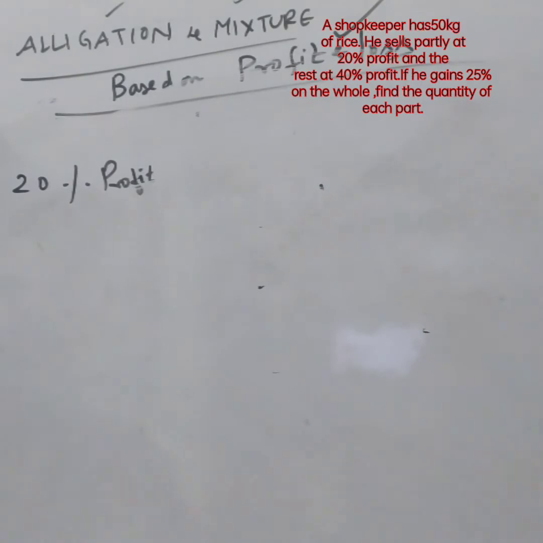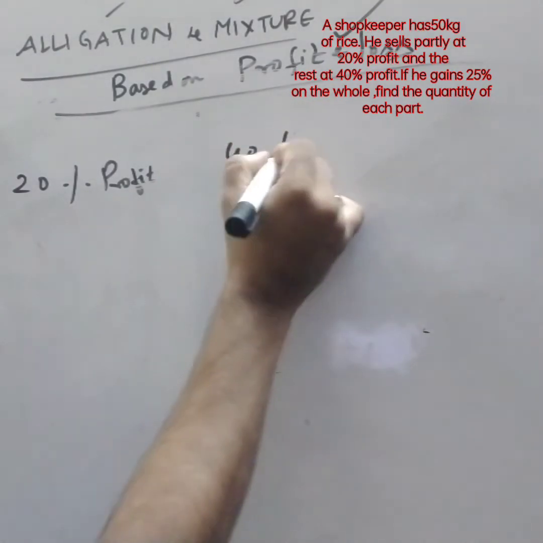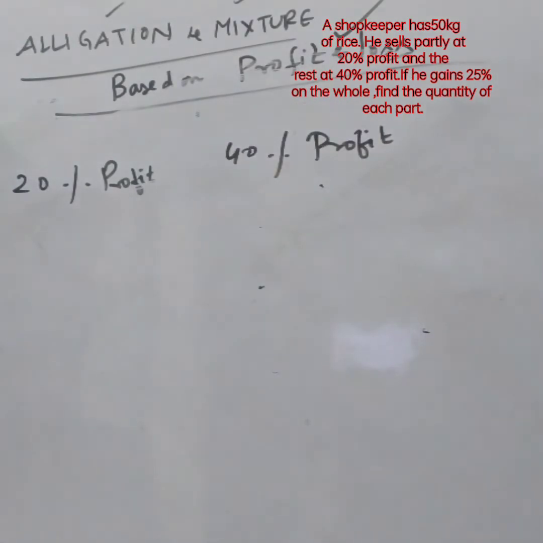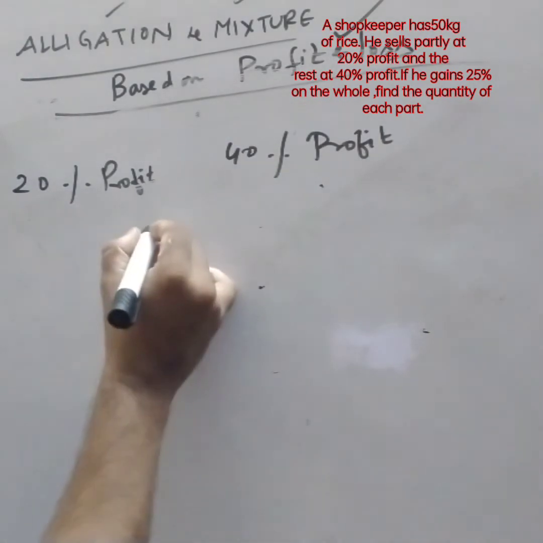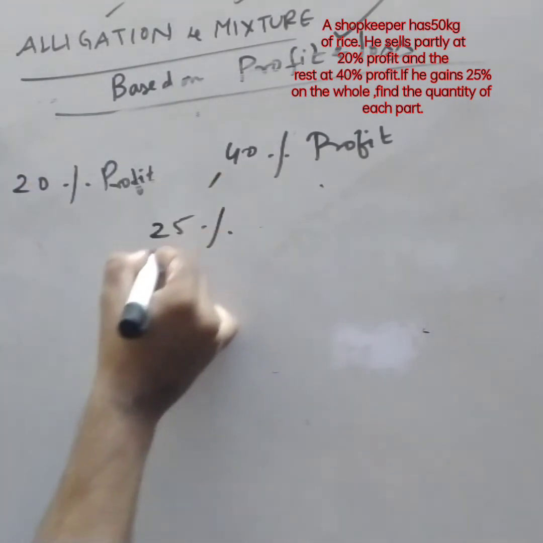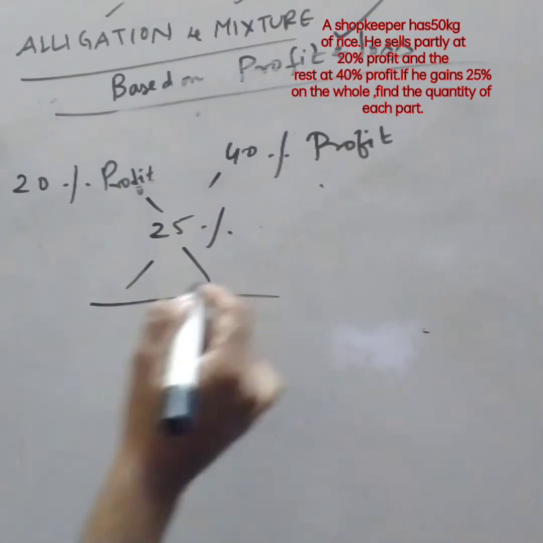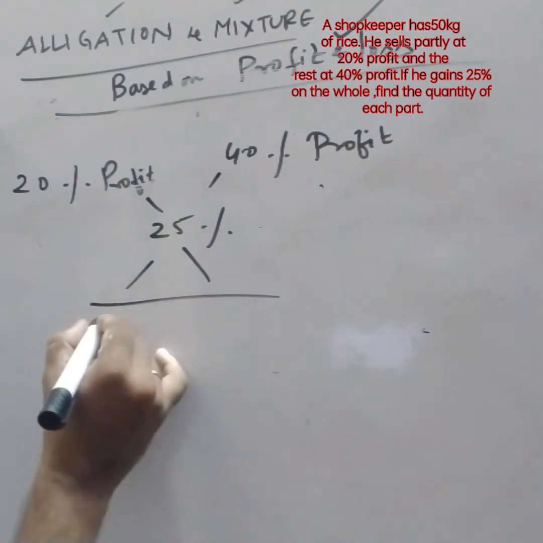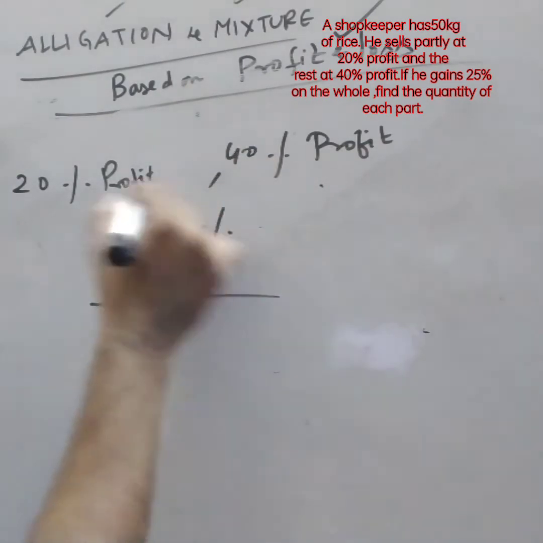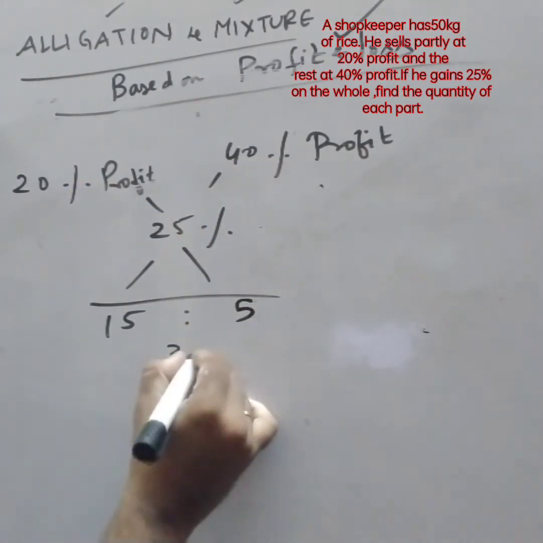So 20% profit on some part of rice, 40% profit on the second part of rice. On the whole, he is gaining 25%. So if we take the difference directly, because we are forming just a ratio here, this is nothing but 15. In the same way, 40 minus 25 is 15 and 25 minus 20 is 5, that is 3:1.